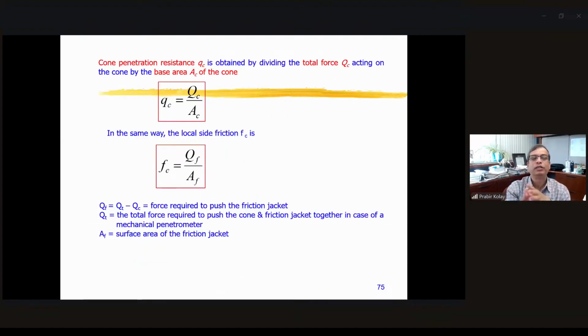Okay. So as I mentioned, from the cone penetration resistance, you can find out how much is the total force and how much is the area of the cone. And the same way you can find out how much is the side friction. So side friction is the total friction divided by the area. So you can easily find out how much is the friction.